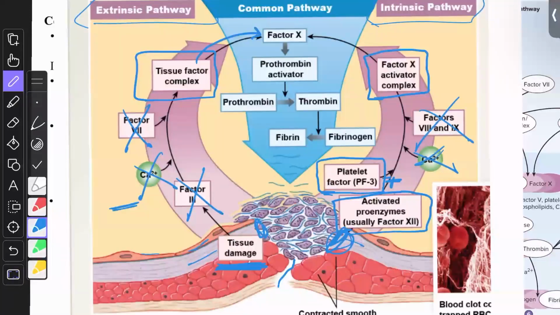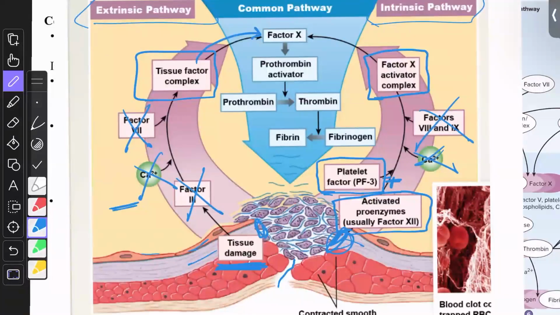The exposure of the collagen. It's a very tiny difference, right? You've got the damage and the exposure. The physical damage is extrinsic. The exposure is intrinsic.